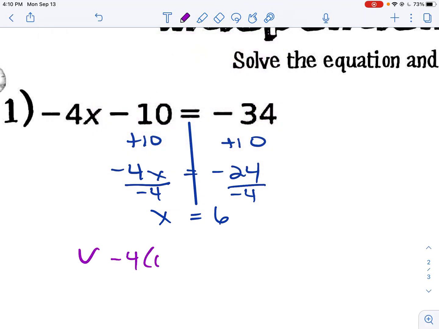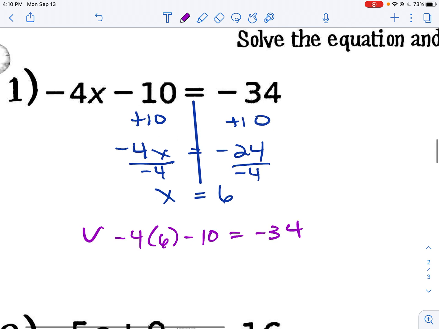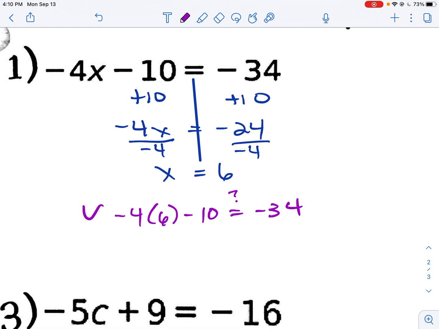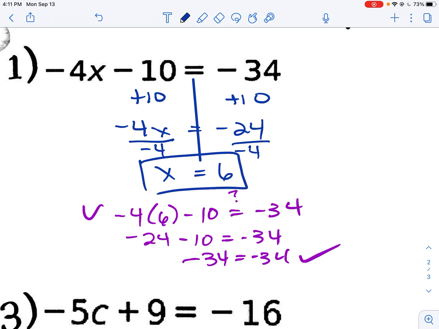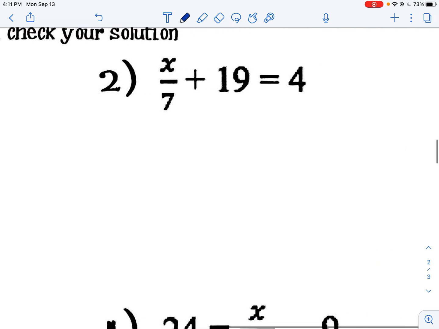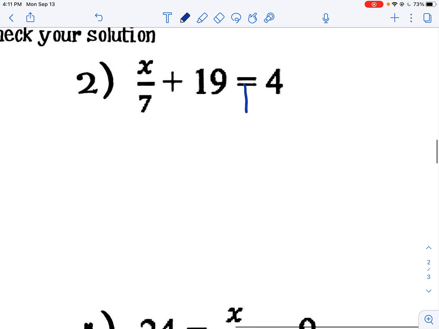Then I plug it in to see if it works. So negative 4 times 6 minus 10, does that equal negative 34? That's negative 24 minus 10. So yeah, negative 34 equals negative 34. So yes, I did the right work. So let's come over here.